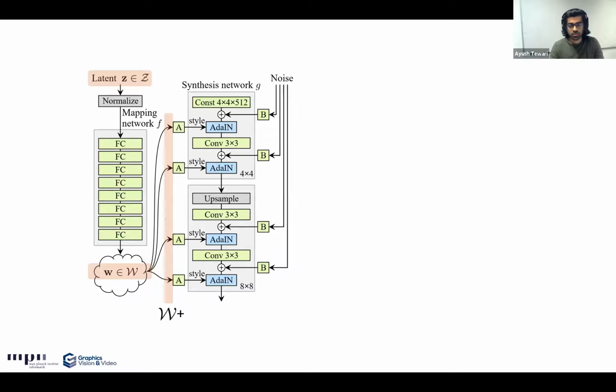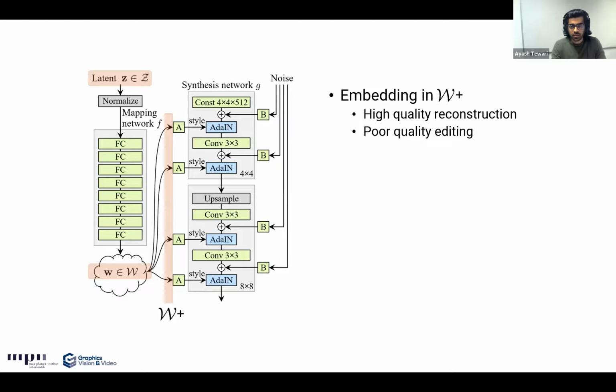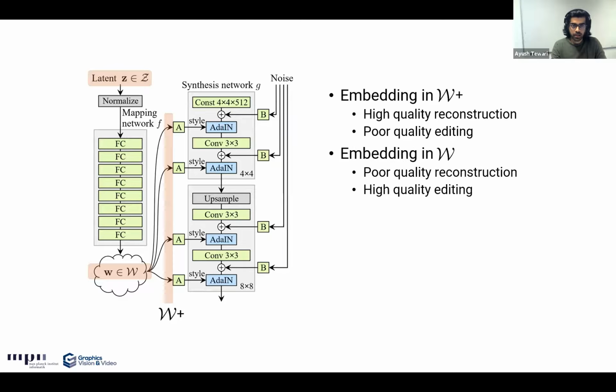So most methods choose to learn or optimize in this W+ space, where each individual W vector for each layer is allowed to be a different W vector. So there's no constraint that all the values have to be the same across the layers. What we observed is that directly embedding in this W+ space leads to very high quality reconstruction, but can lead to poor quality editing. On the other hand, if we choose to optimize in the W space, we get very good editing quality, but the reconstructions don't look that nice. It's difficult to match the identity of the person in the reconstruction.